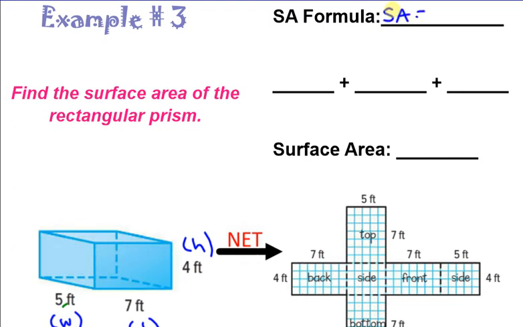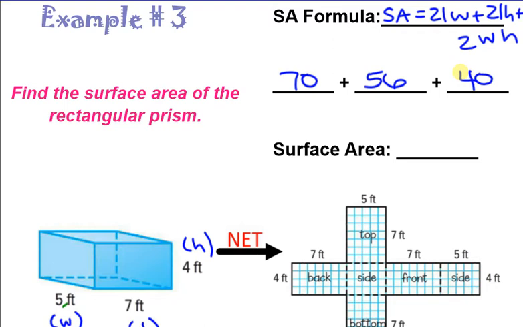All right, so our formula is surface area equals 2LW plus 2LH plus 2WH. So our first line is going to be 2 times 7 times 5, and that's going to give us 70. Our second line here is going to be 2 times 7 times 4, and that's going to give us 56. And then our last line is going to be 2 times 5 times 4, and that's going to give us 40. And when we add them all together, 70 plus 56 plus 40, we're going to get 166 feet, and then that's going to be to the second power.